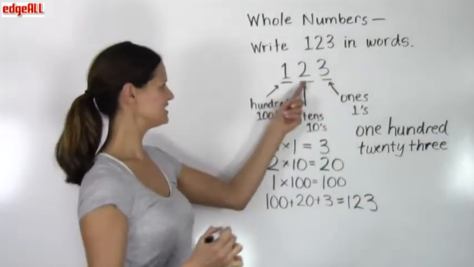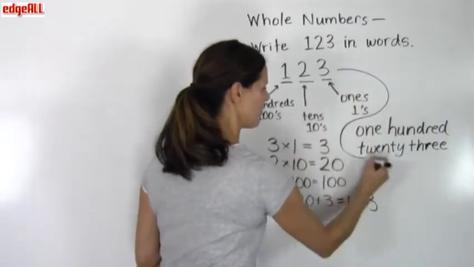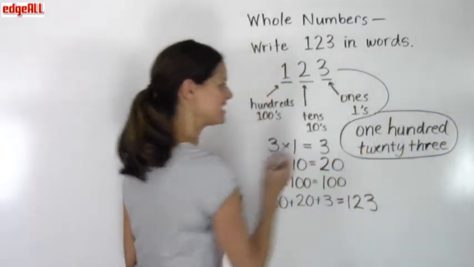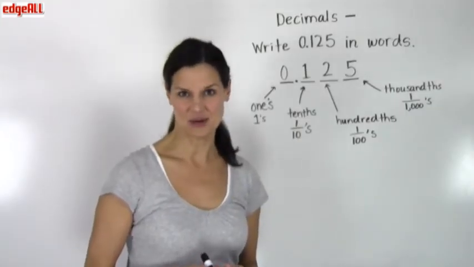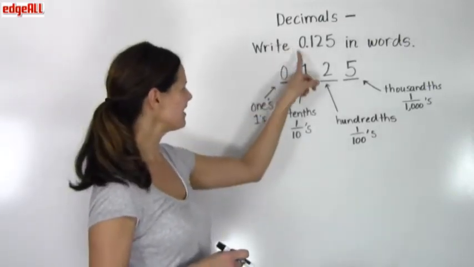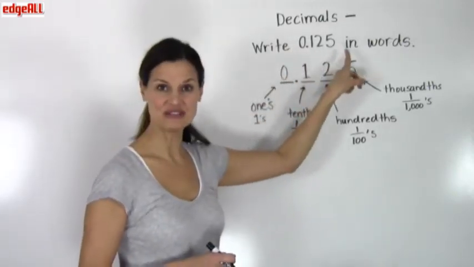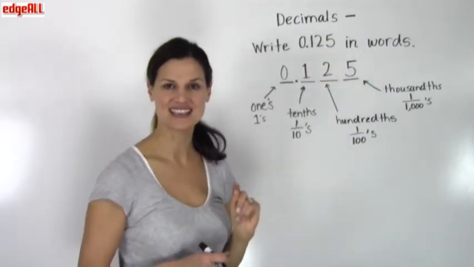Our 123 in words is written out. Let's look at an example now of writing a decimal number using words. We have a decimal here of 0.125, and we're asked to write that in words.